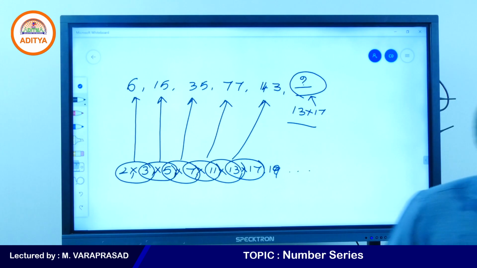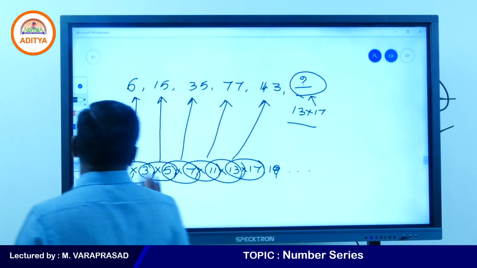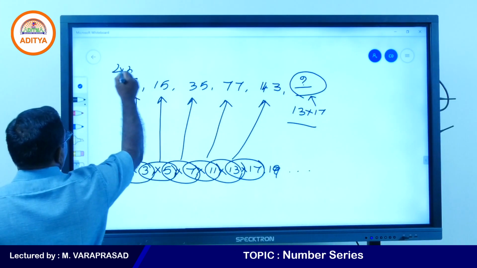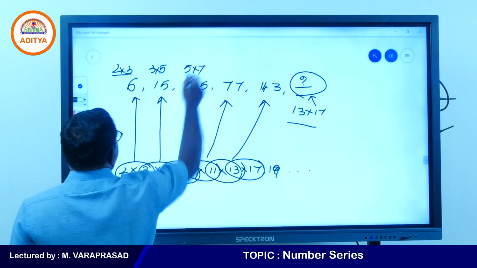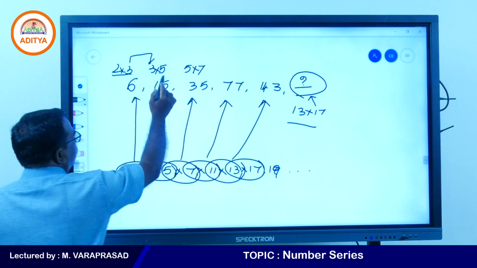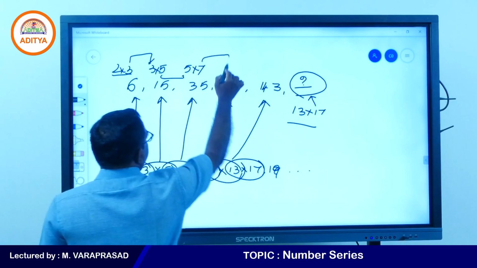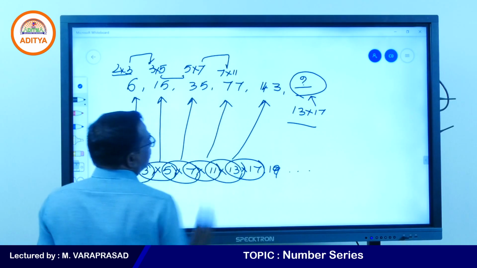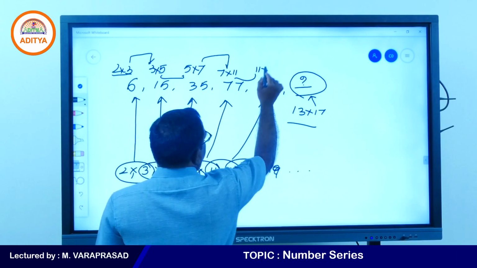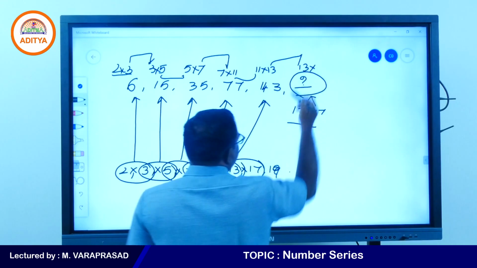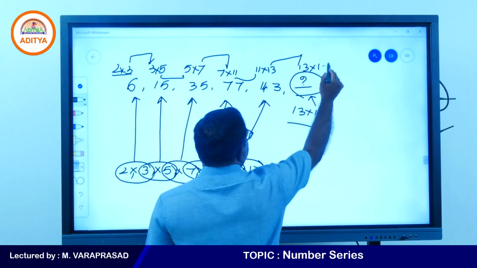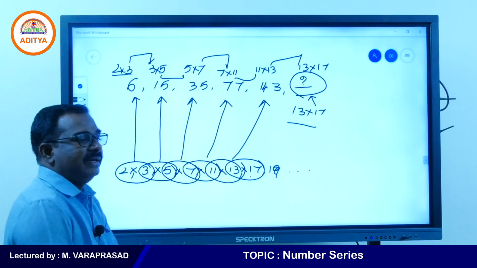It's very clear here. 2 times 3, very clear. 3 times 5, then 5 times 7. So the 3 is continuing here, the 5 is continuing here. So 7 will continue, 7 times 11. So 11 will continue, 11 times 13. So 13 will continue, and the next number is 17, 13 times 17.